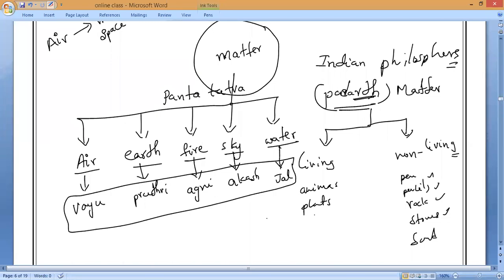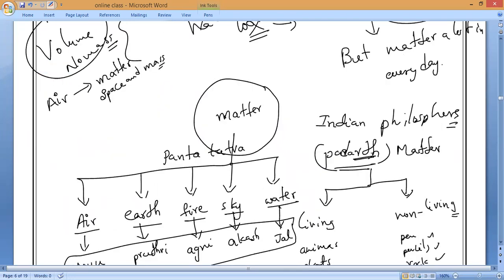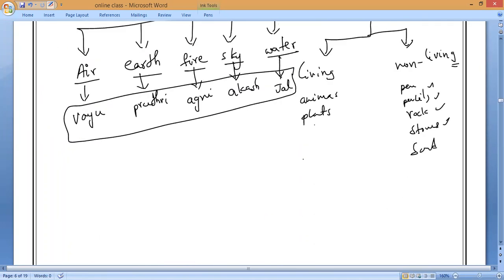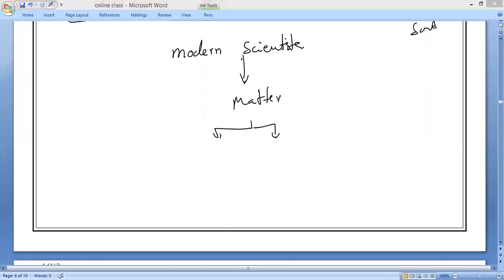So who said this? It was said by our Indian philosophers. But is it true? It is still not known whether it is true, because this was said by philosophers with no practical explanation. But our modern scientists have classified matter in two different ways: on the basis of physical properties and on the basis of chemical properties.